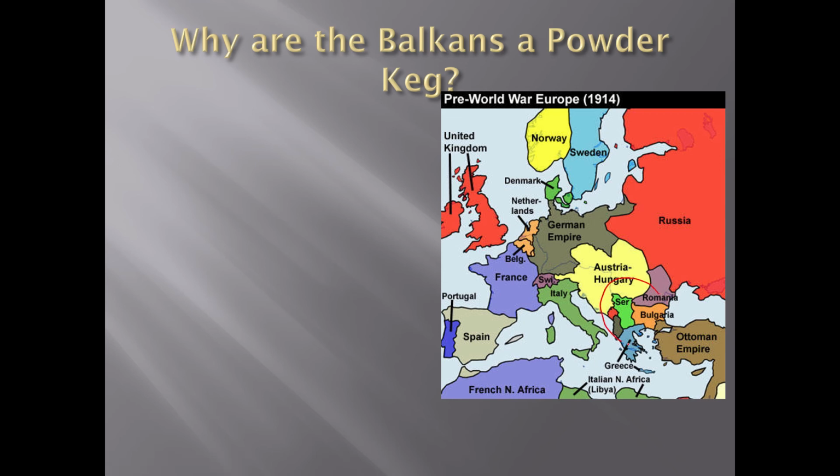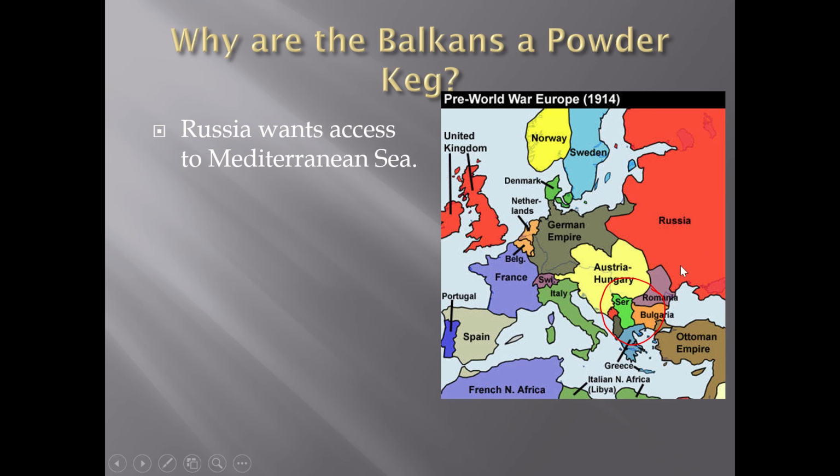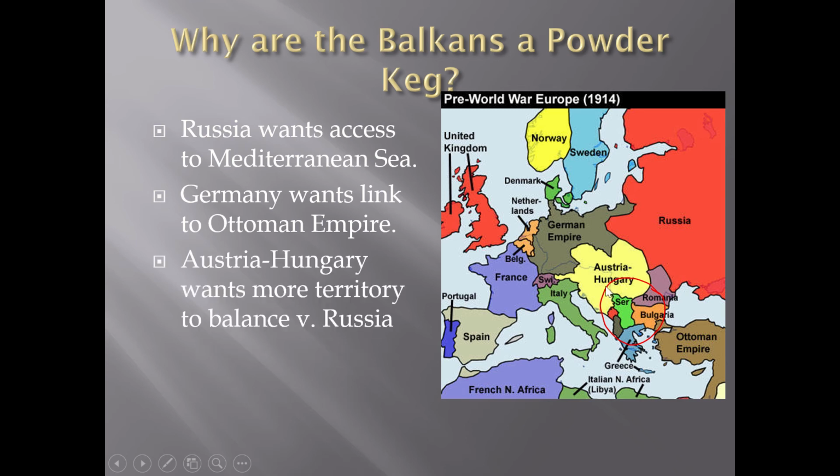This area here does include Greece, although most people don't think of Greece when they think of the Balkans. But Russia wants access to the Mediterranean Sea, and so it would be easier to go through the Balkans. Germany wants to link up with the Ottoman Empire, who they've been helping out, and so this territory would be useful. If it belonged to the Austrians in particular, then as allies they would have a clearer shot. And Austria wants to extend its influence and balance out Russia, because Russia's a very large empire and it's continuing to build out towards the east as well.